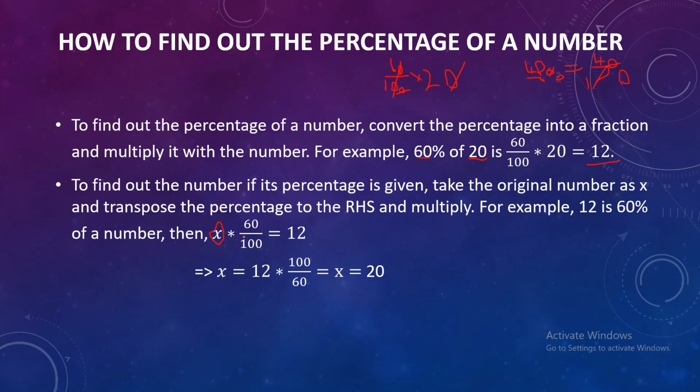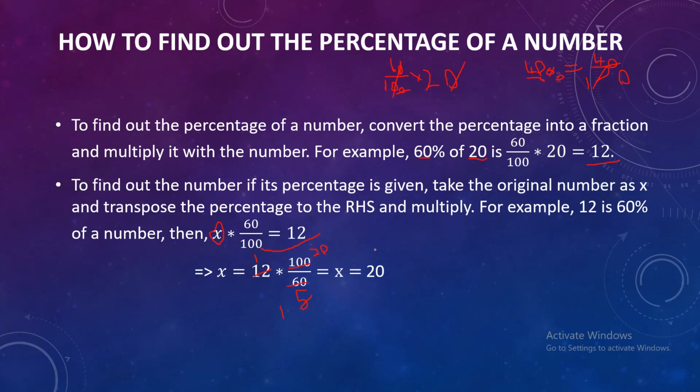Then 60% is 60 over 100. We'll transpose it to the RHS. So this becomes 12 divided by 60 over 100, which is 12 into 100 over 60. So we reciprocate the fraction, and then 12 over 60: 12 5s are 60, and 5 20s are 100. So x is equal to 20.